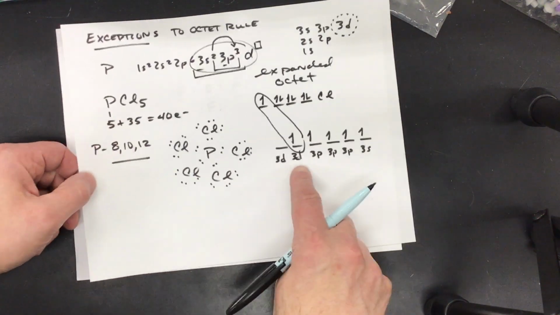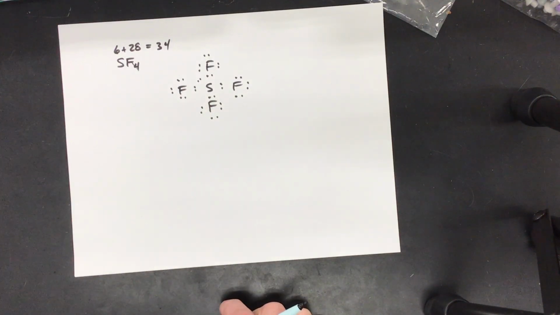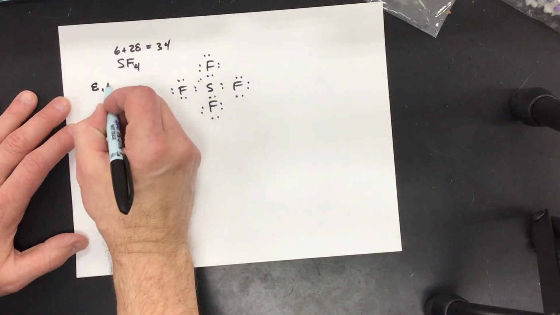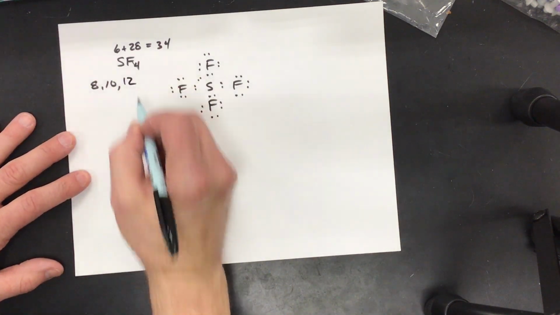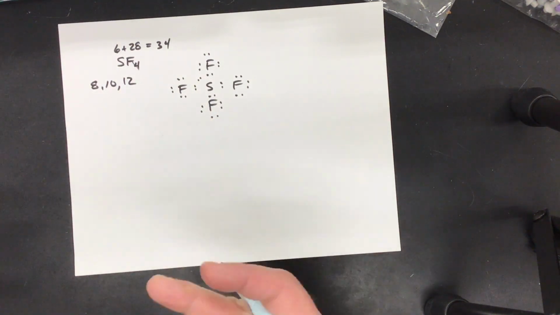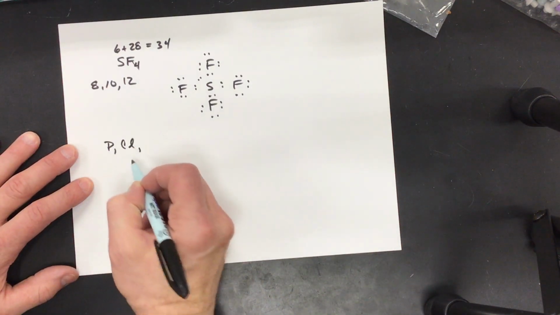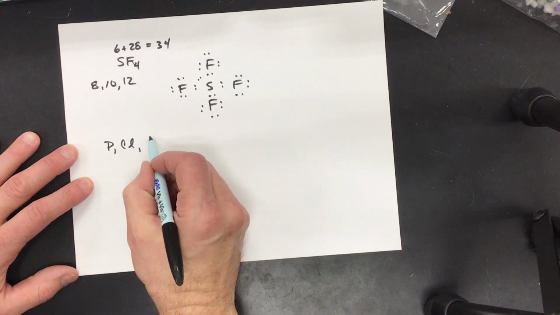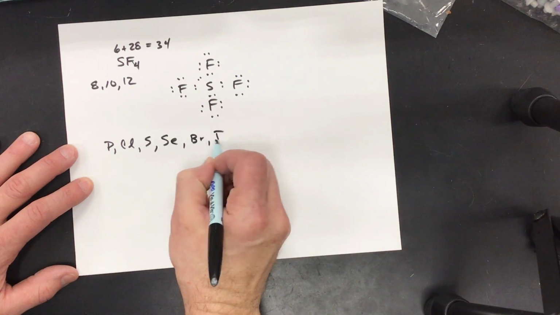In the same way that phosphorus expanded its octet using the d orbitals, we can do the same thing with sulfur. So sulfur would be good again with 8, 10, and yes, because we can pull another d orbital in there, you can pull up to 2 in these hybridized orbitals, we could do 12 with sulfur as well. Okay, so again, exceptions to the octet rule. So phosphorus can do this, chlorine can do this, sulfur can do this, selenium can do it, bromine can do it, iodine can do it.